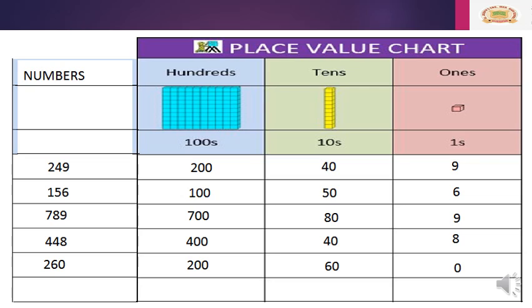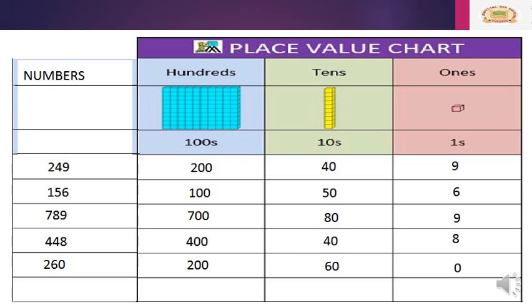249. You can read this number. Try to read all the numbers. 249. So whenever you are writing in the place value chart, always remember to start from your right side. Which digit is there on the right side? 9. So 9 will come in ones place, so it will become 9 only.